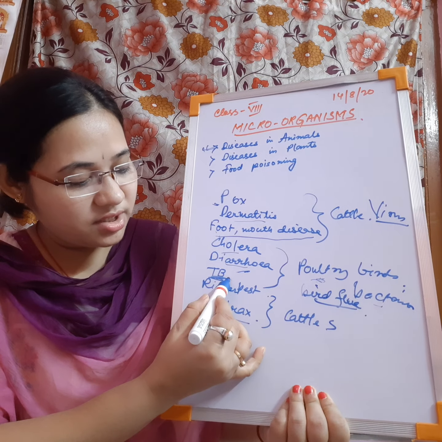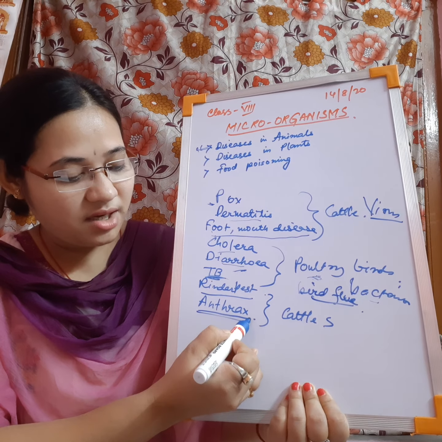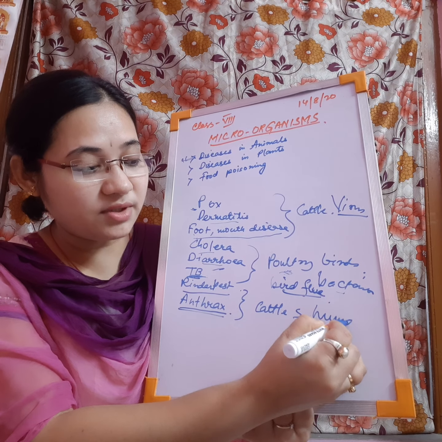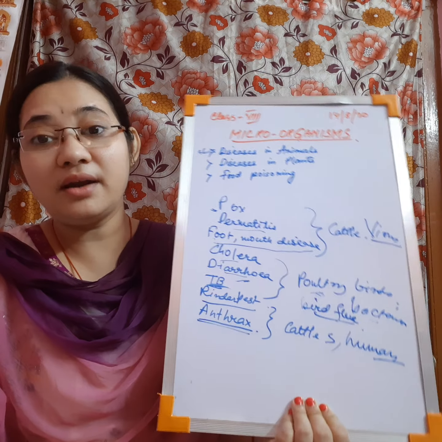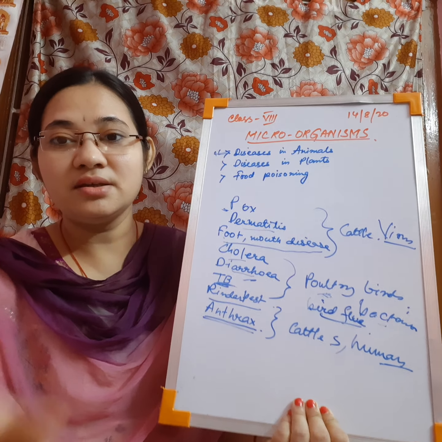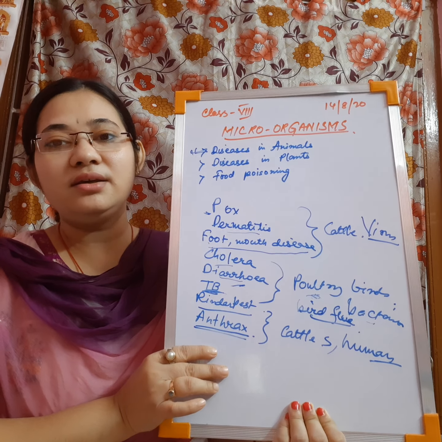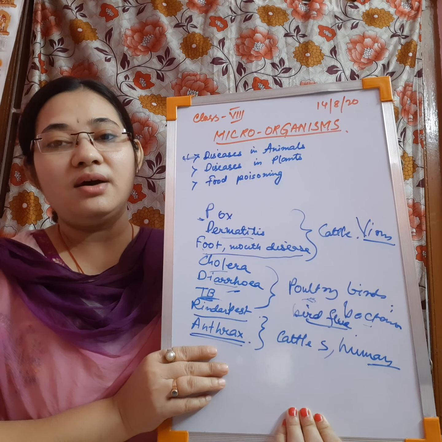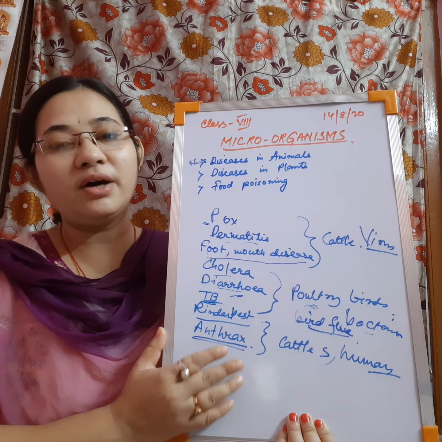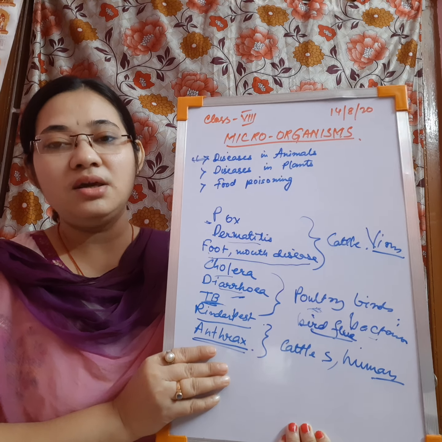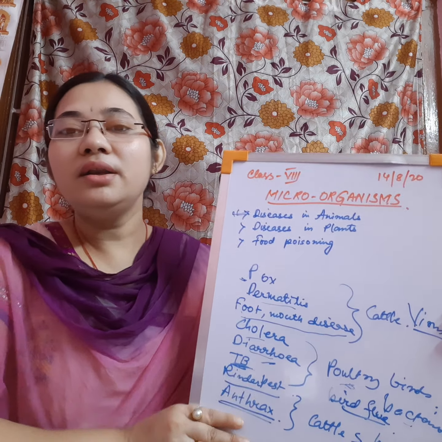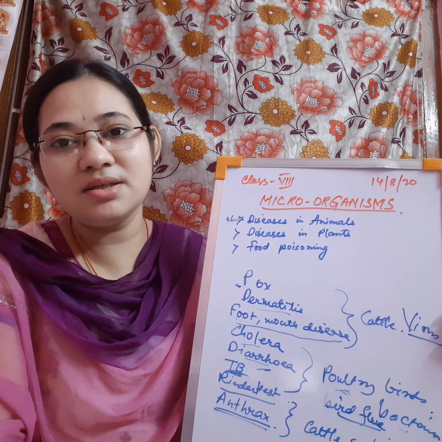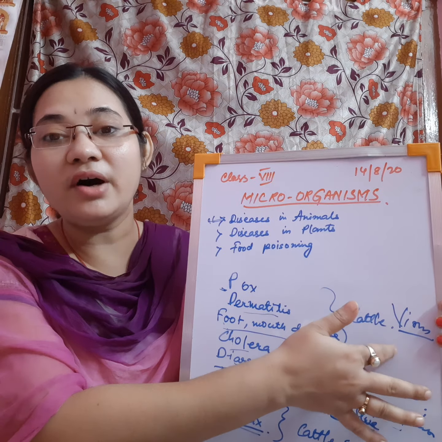In this way, tuberculosis can be there, rinderpest or anthrax. Anthrax is also seen in cattle, and if humans come in contact with it, humans will also get anthrax. So these are highly dangerous diseases. A lot of cattle die all over the world because of these diseases caused by microbes like viruses and bacteria. So you are supposed to know the name of the disease, the animals which are affected, and the causal organism, virus or bacteria.